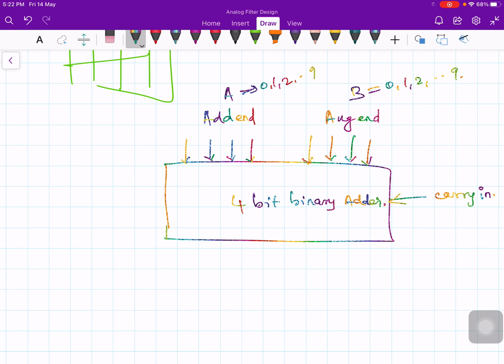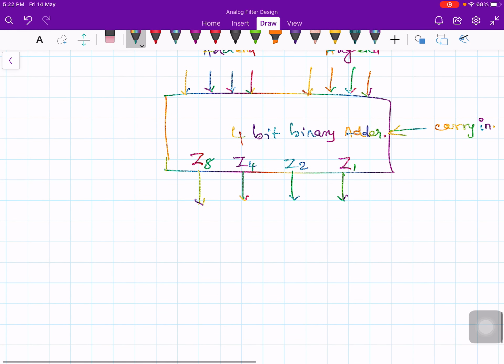So the output is Z1, Z2, Z4, Z8. The subscript 8421 says the weightage of the binary representation. Now this K is here, output carry out. So whenever the output Z1, Z2, Z4, Z8 exceeds 1001, I need to add the correction factor. Whenever it exceeds, then I should add 0110.